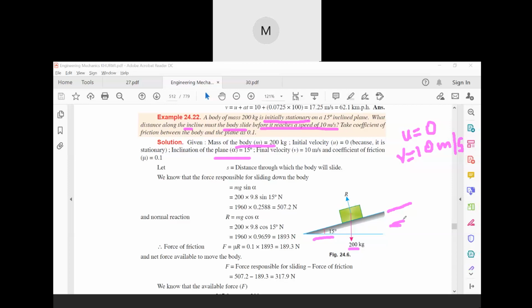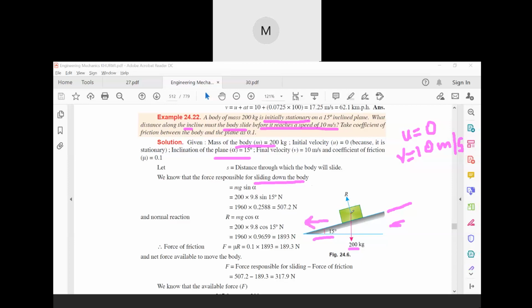Okay. So now if you draw diagrams like this, first of all you have to find out what? The sin alpha component and cos alpha component. Now look, since the body is coming like this, there will be one force that is responsible for sliding down the body. Now the body is coming like this, so if it is moving in this side, that means what? It is sliding, right?